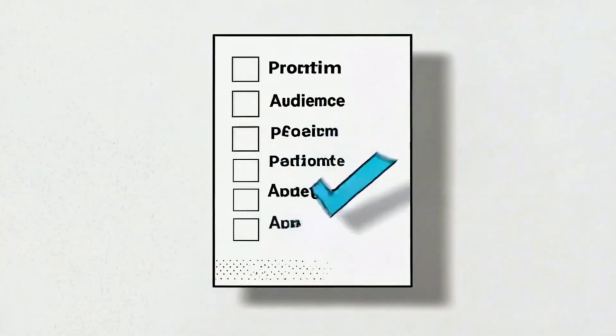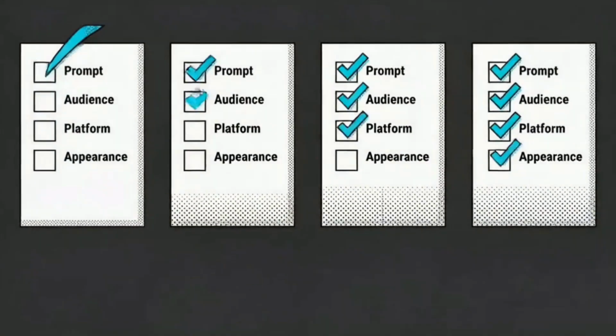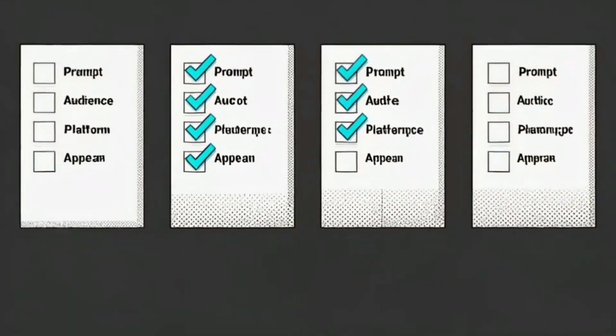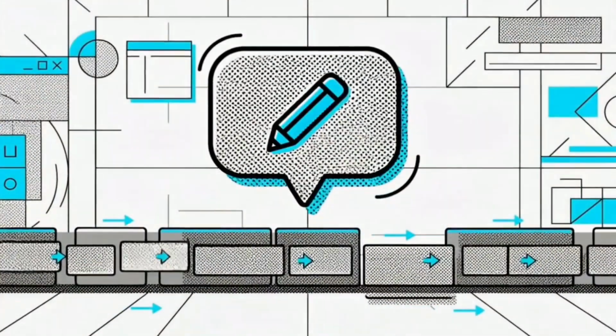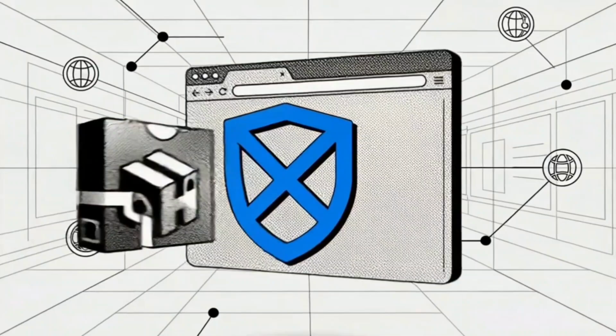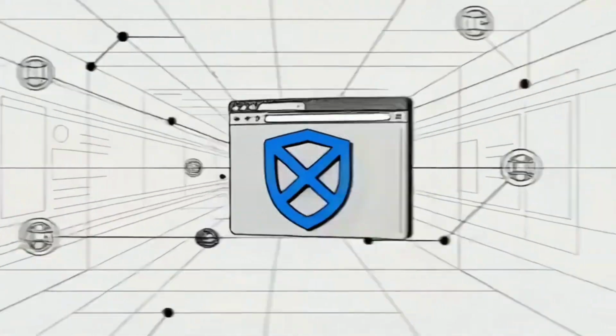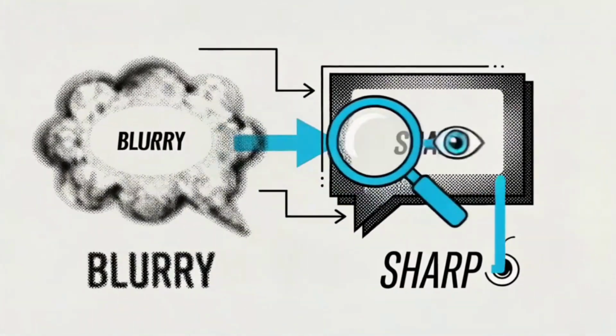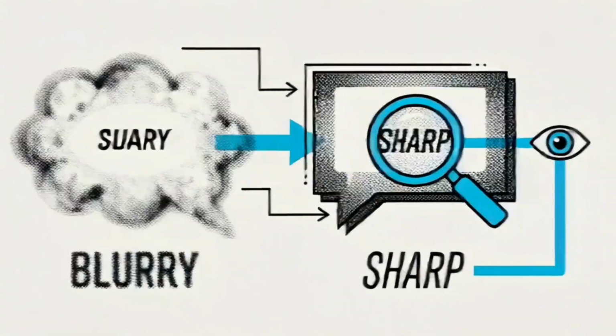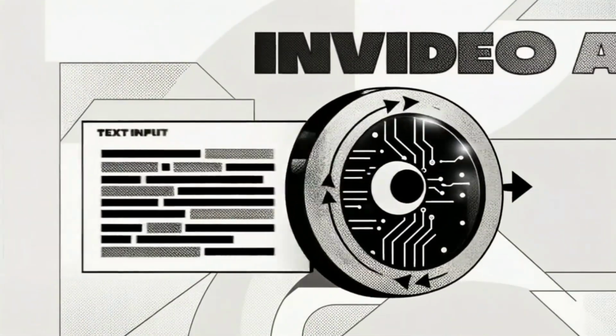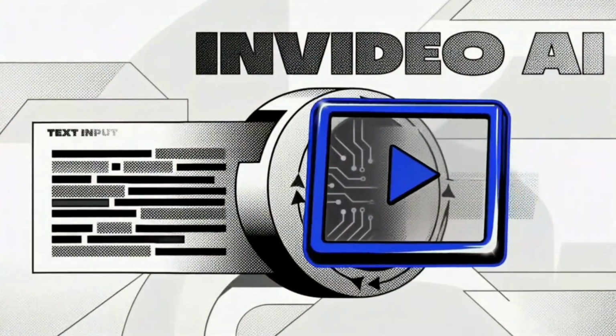The workflow itself is simple. You prompt your idea, select your audience, platform, and appearance, edit the script or media if needed, and then make additional changes through prompts. It's also web-based, so there's no software download required. Of course, tools like this still depend on how clearly you describe what you want. Better prompts usually lead to better outputs.